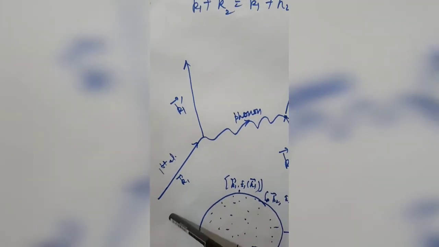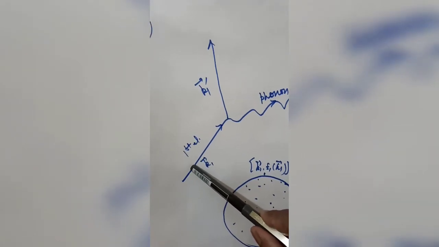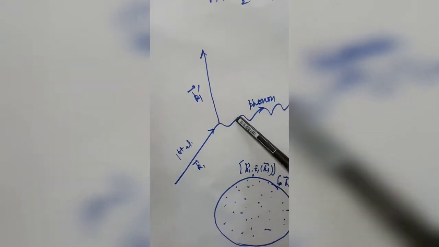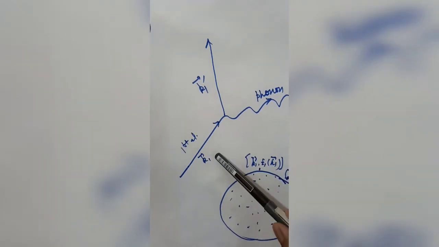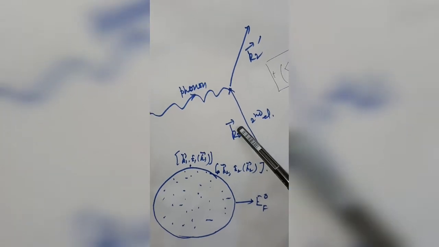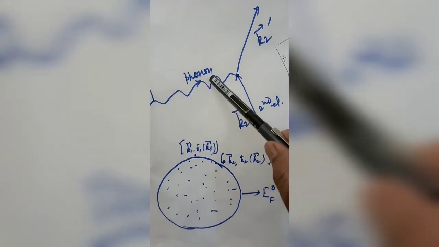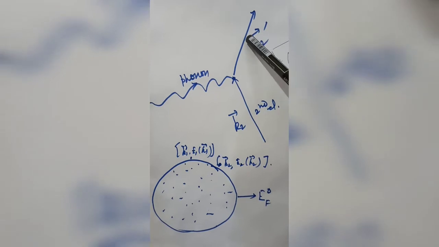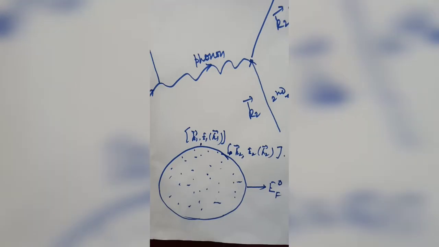In this particular figure, I have tried to sketch the phonon exchange process. So this is our first electron with wave vector k1 coming from this side. It emits a phonon and gets scattered in this direction, and its wave vector changes from k1 to k1 prime. Now the other electron coming from this side with the original wave vector k2 captures this phonon and gets scattered in this direction with the new wave vector k2 prime. So its wave vector has changed from k2 to k2 prime.